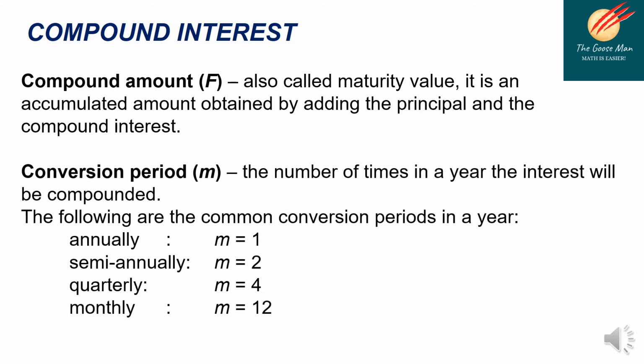So that is why it is quite important to determine the conversion period. Sometimes we call this one the frequency. If we say conversion period, it is the number of times in a year that interest will be compounded. So here are the basic or common conversion periods in a year. If we say annually, it means the frequency in a year is 1. Semi-annually, we have m equal to 2. Quarterly, m is equal to 4, and monthly, m is equal to 12.